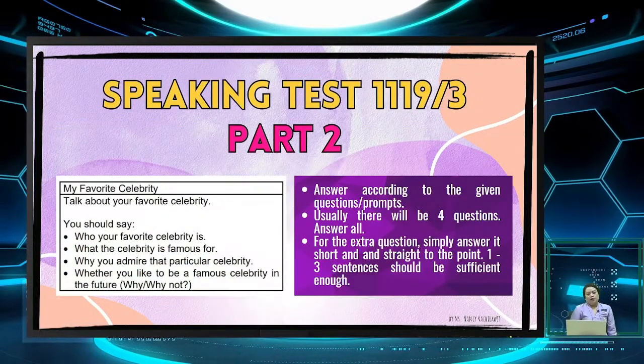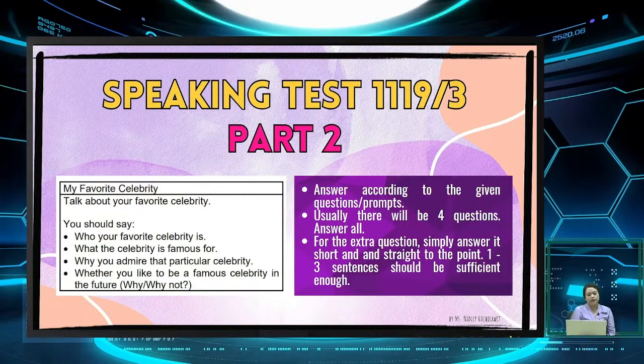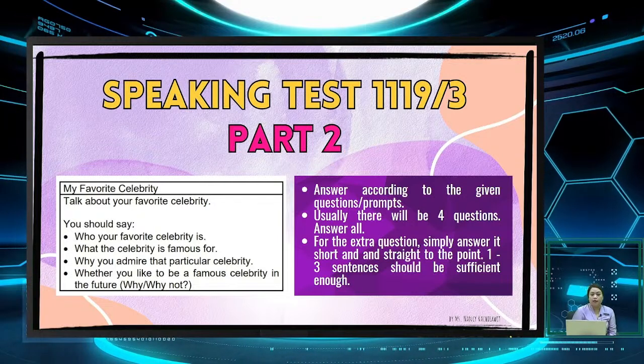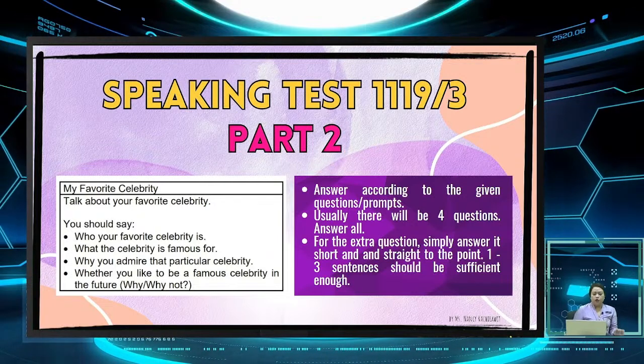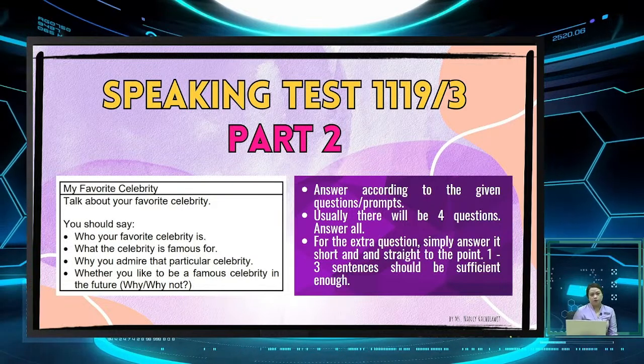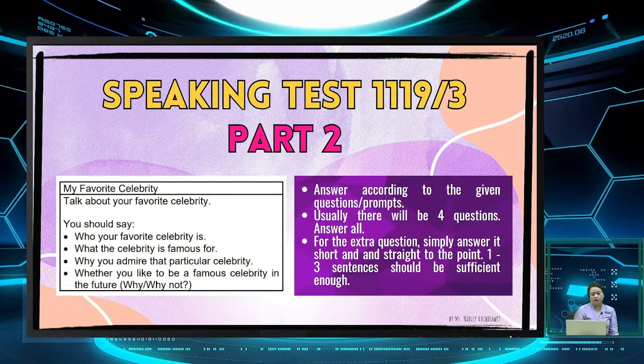For part 2, this is where you are given a topic. For example, my favorite celebrity. You have to answer according to the given questions or prompts. Usually there will be 4. For example, this one, favorite celebrity.